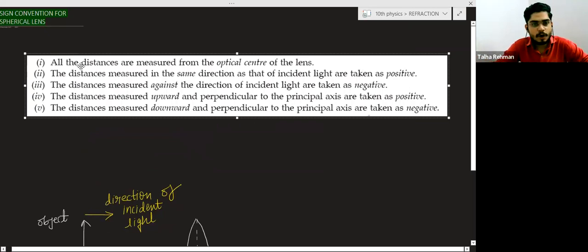All the distances are measured from the optical center of the lens. This thing is clear. Second thing, the distances measured in the same direction as that of the incident light are taken as positive. And the distances measured against the direction of the incident light are taken as negative. And again, the distance measured upward and perpendicular to the principal axis is taken as positive. The distance measured downward and perpendicular to the principal axis is taken as negative.